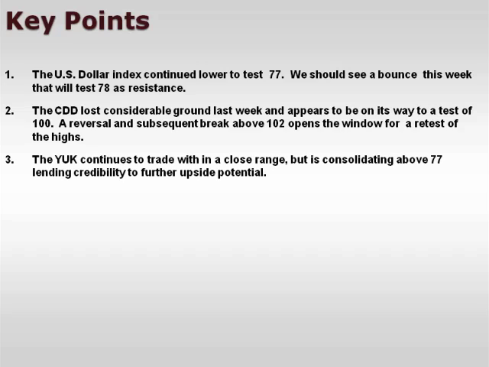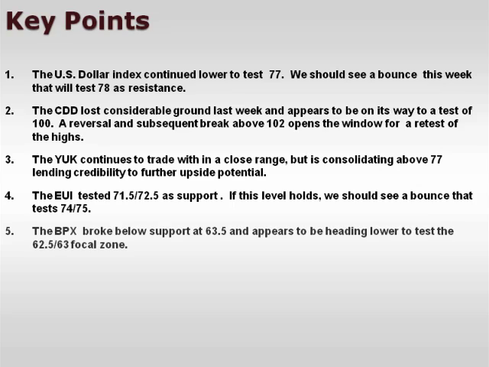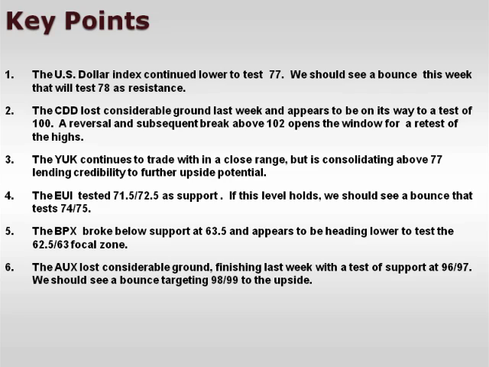The YUK continues to trade within a close range but is consolidating above the 77 level, lending credibility to further upside potential. The EUI tested 71.5, 72.5 as support. If this level holds, we should see a bounce that tests 74.75. The BPX broke below support at 63.5 and appears to be heading lower to test the 62.5, 63 focal zone. The AUX lost considerable ground, finishing last week with a test of support at 96-97. We should see a bounce targeting 98-99 to the upside.